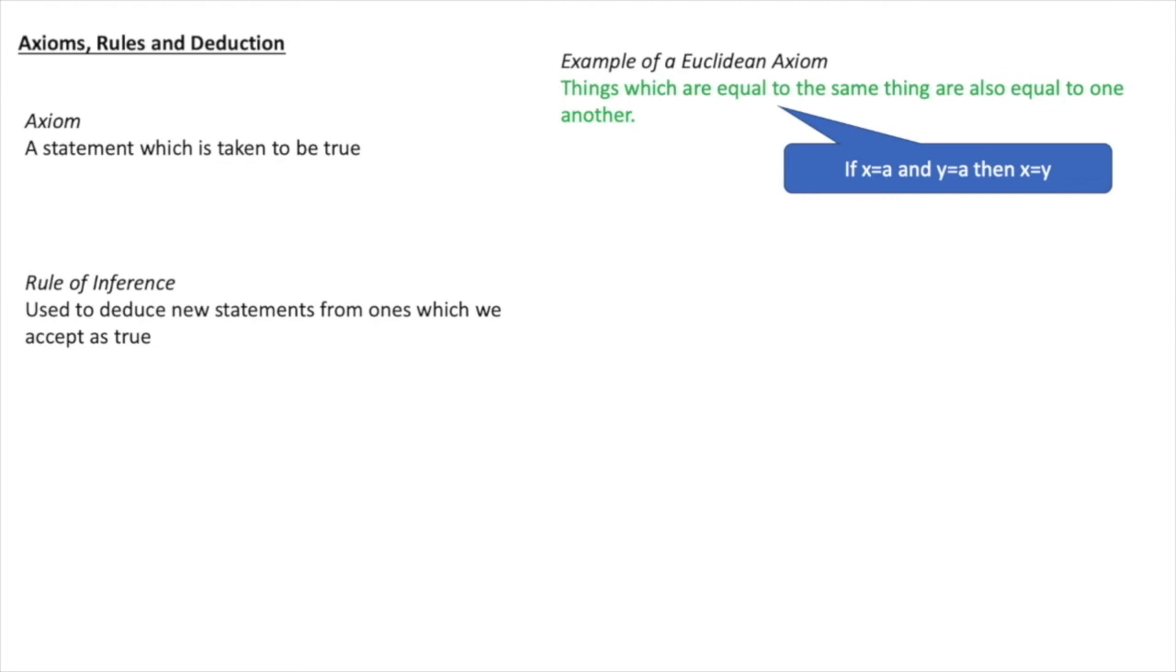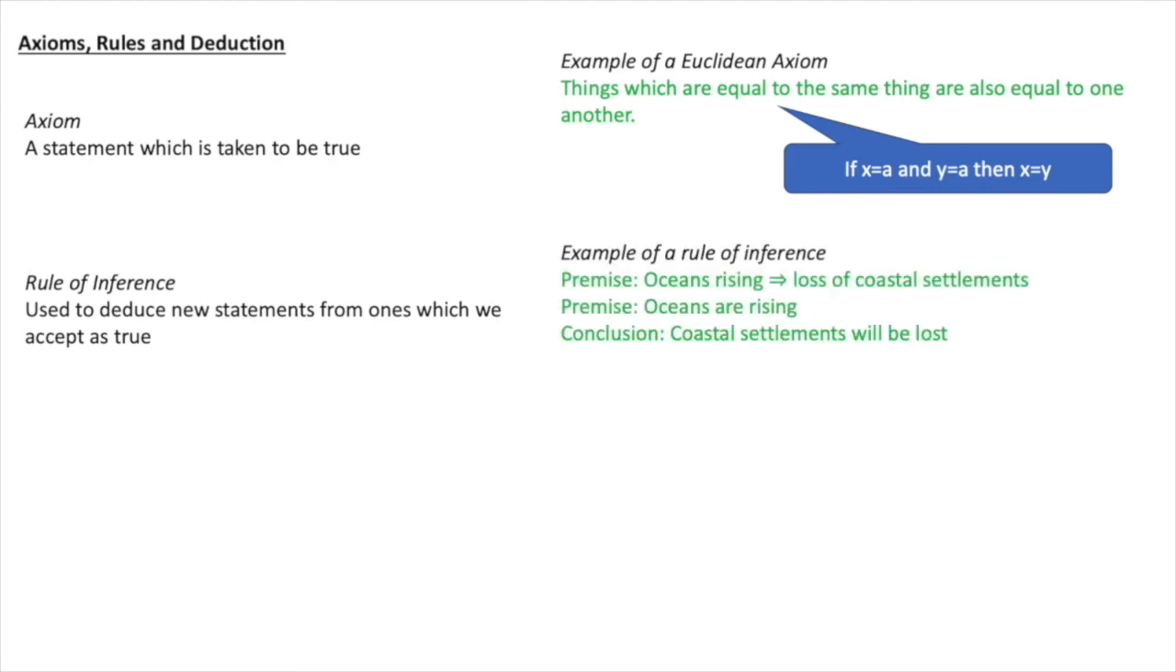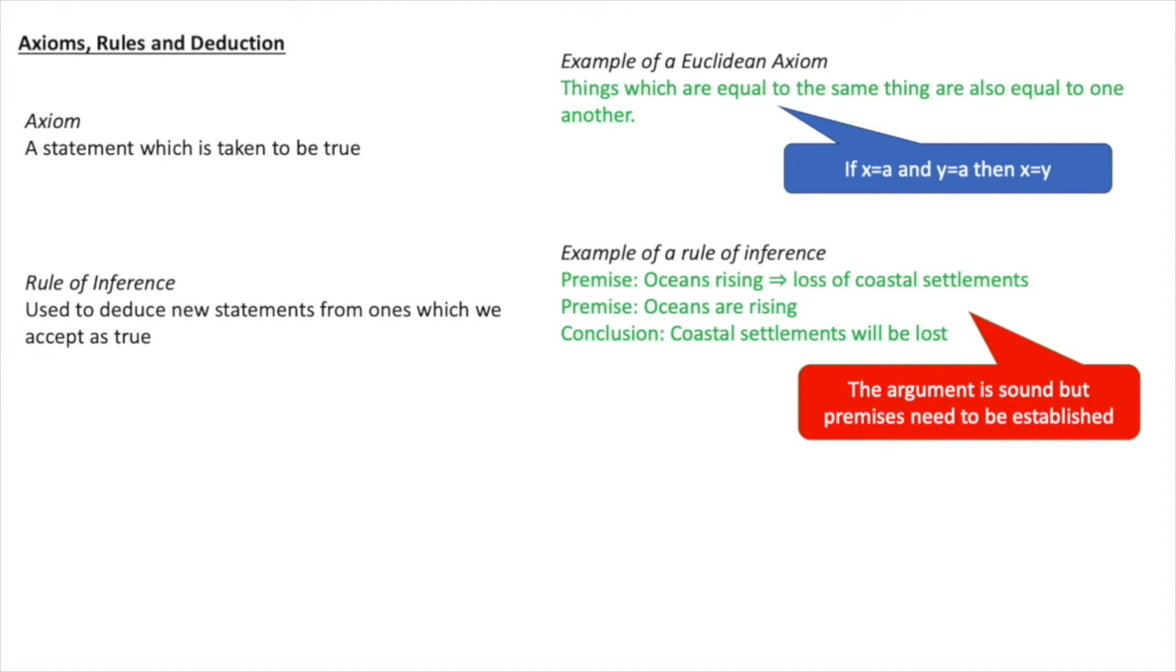A rule of inference is used to deduce new statements from ones which we accept as true. You already use rules of inference, and you've used them throughout your mathematical learning. There are all sorts of different rules of inference, but this is an example of one. We start with two premises. One is that oceans rising imply, and we'll come back to that symbol, loss of coastal settlements, and the second premise, oceans are rising. Now we can then conclude, assuming our premises are correct, that coastal settlements will be lost. But it's very important to understand that the argument there is sound, but the premises need to be established.